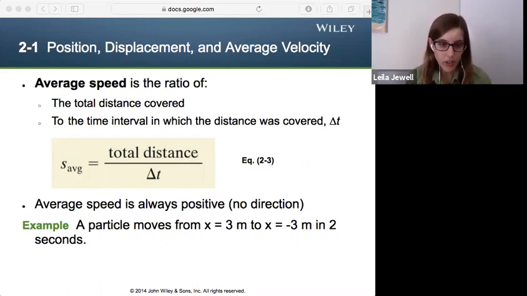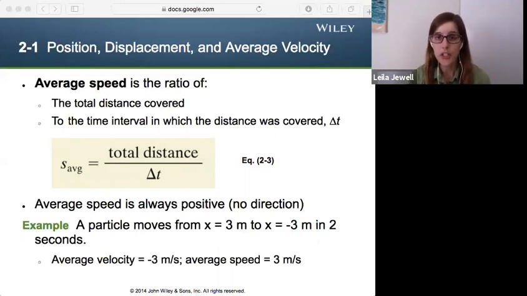So an example here, a particle moves from x equals 3 meters to negative 3 meters in 2 seconds. So if we looked at this, the displacement here would be a negative 6. Negative 3 minus 3 comes to negative 6 meters divided by 2 seconds. So the average velocity would be negative 3 meters per second, but the average speed is going to be positive. It's just going to come out to positive 3 meters per second, because all that we care about is that the distance there is 6 meters over that 2-second interval. And so it comes to 3 meters per second.